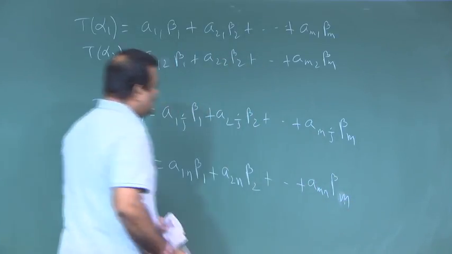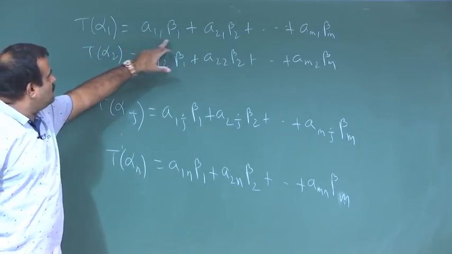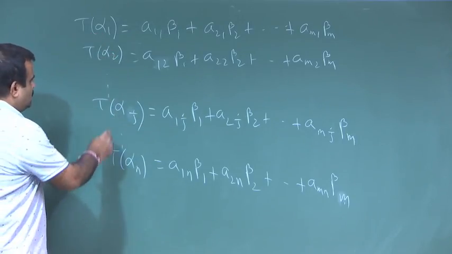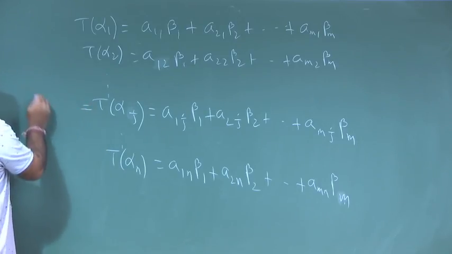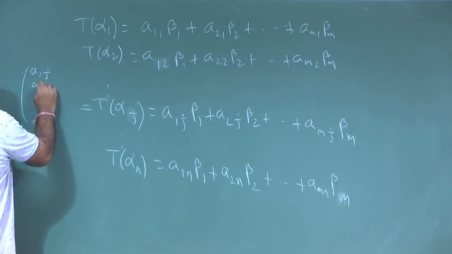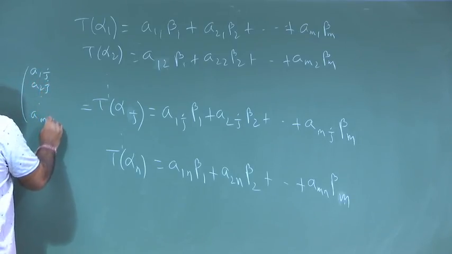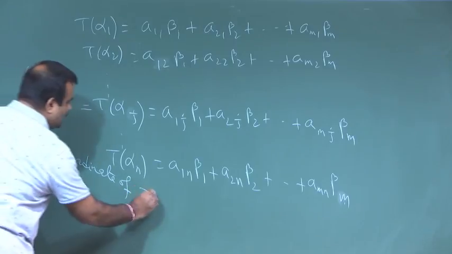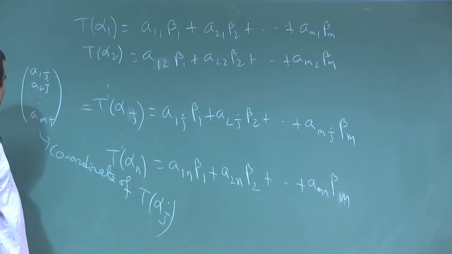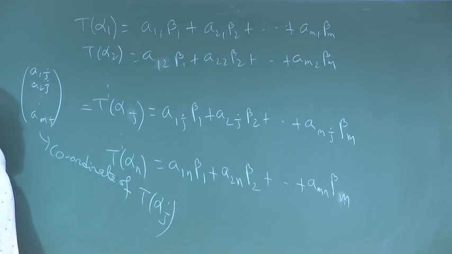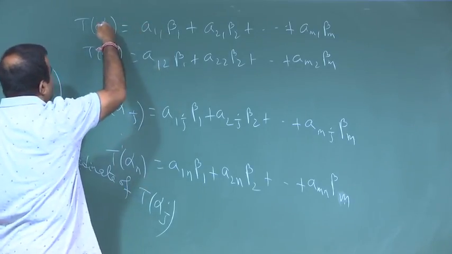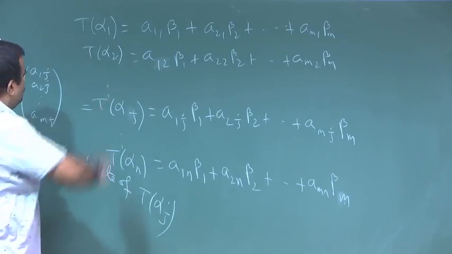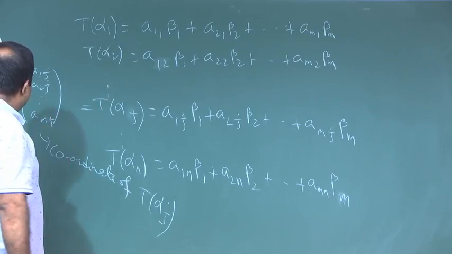So, these are basically the coordinates. This is a 1 1, a 2 1, this is the coordinate of T of alpha 1. So, what is the coordinate of T of alpha j? The coordinate of T of alpha j is basically a 1 j, a 2 j, dot dot dot a m j. Okay. Now, we write this in matrix form. The first column of that matrix is the coordinate of T of alpha 1, like this. So, this we have to remember. So, this is the way we are writing, and now we will write this in matrix form.